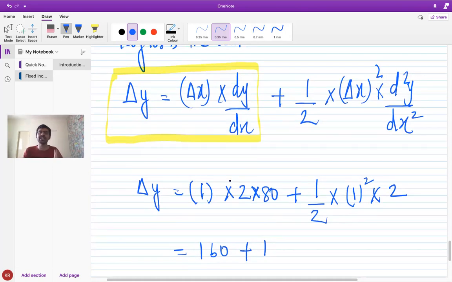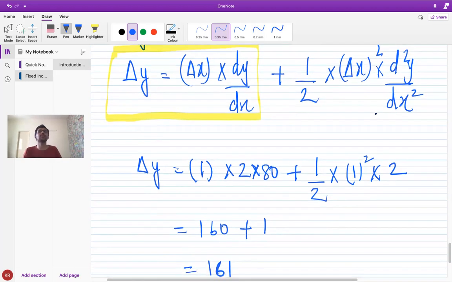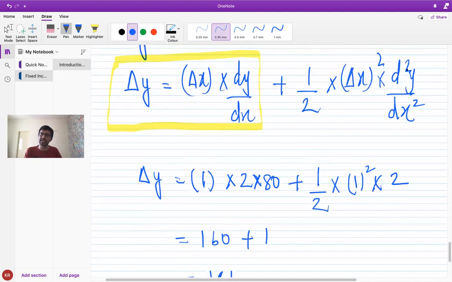Change in y is equal to change in x into dy by dx, plus 1 by 2 into change in x the whole square into d square y by dx square. Okay, d square y by dx square is nothing but the second differentiation.